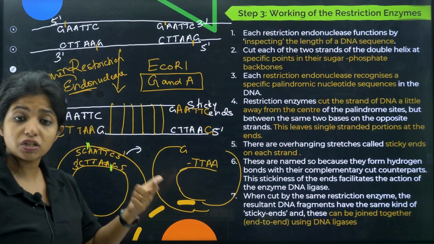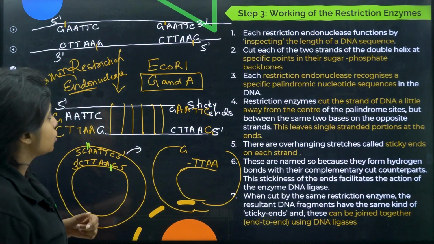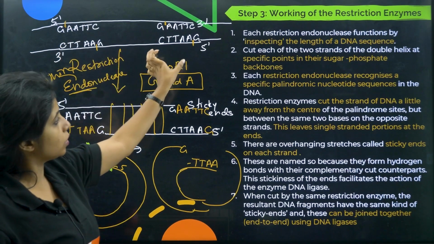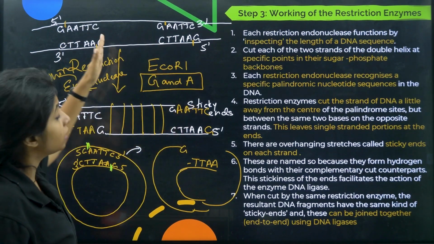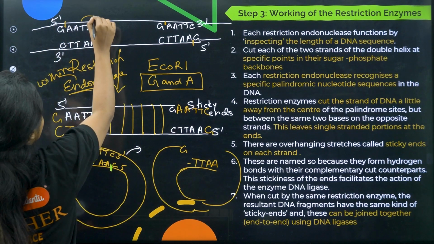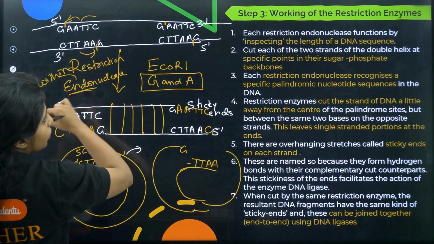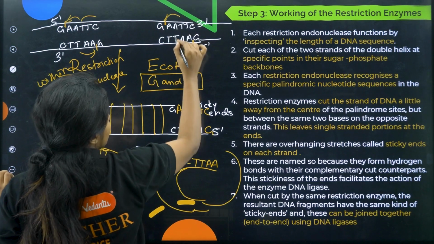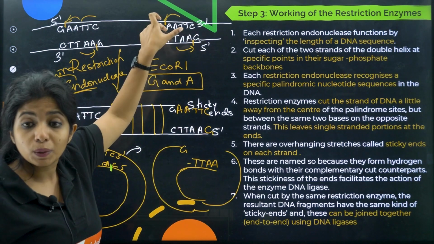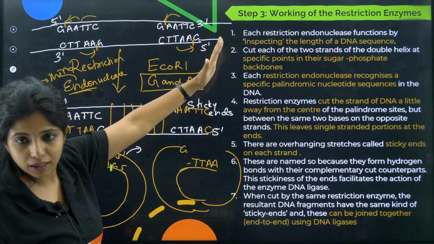Now, where does a restriction enzyme cut, even if it's endo or exo? Basically, if this is a palindromic sequence, and this is also a palindromic sequence, where is it cutting? Is it cutting between this? No, it is cutting away from the center. So away from the center, it has cut over here. Away from the center, it has cut over here. Similarly, away from the center, it has cut over here. So within a palindromic sequence, it is cutting a bit away from the center.